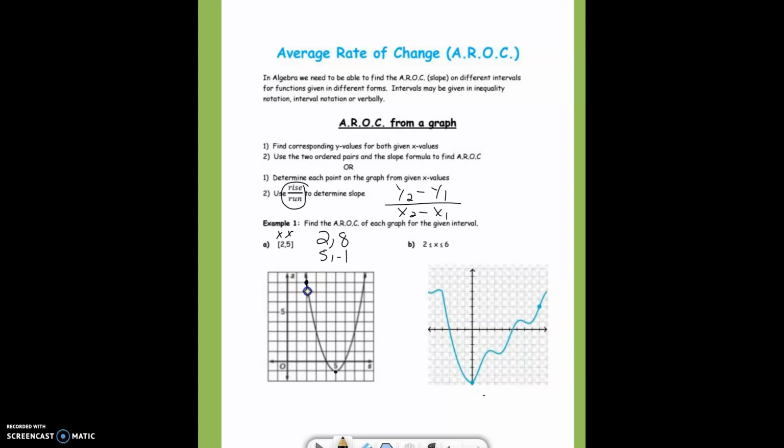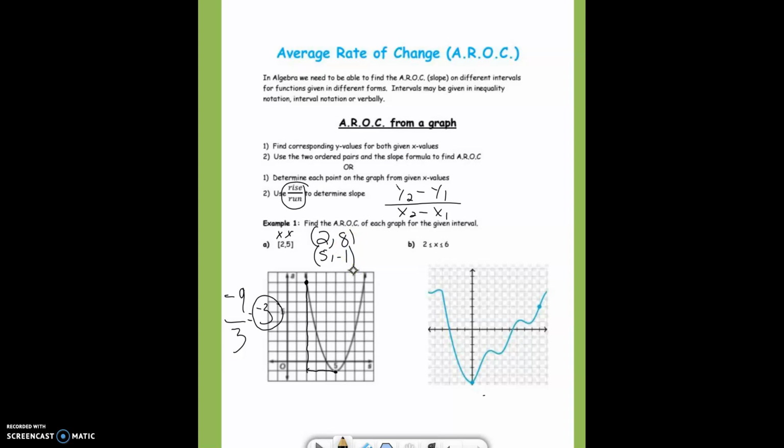Okay. So like I said, I am just going to count that. So I'm just going to go down 1, 2, 3, 4, 5, 6, 7, 8, 9. So that is down 9. 1, 2, 3 over 3, which equals -3 would be my average rate of change. If you use the slope formula here, you would get the same answer. Okay.